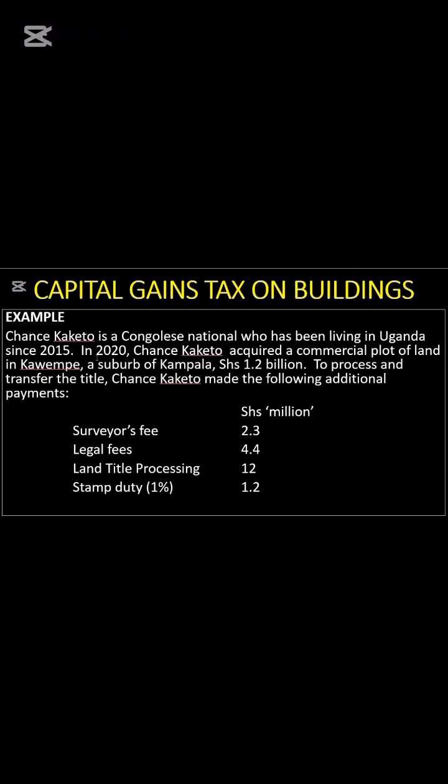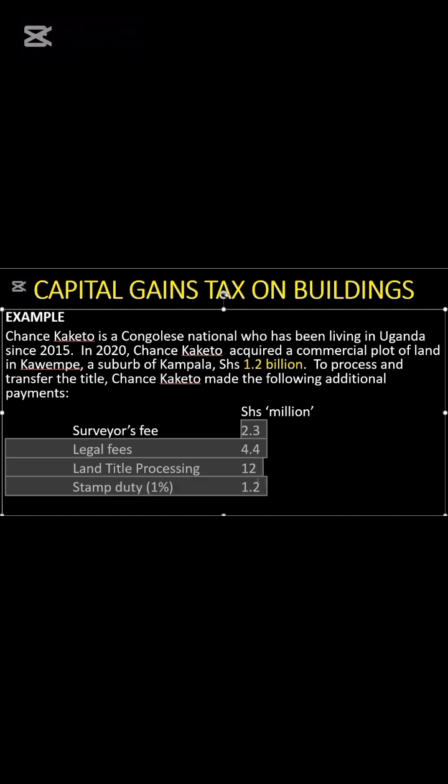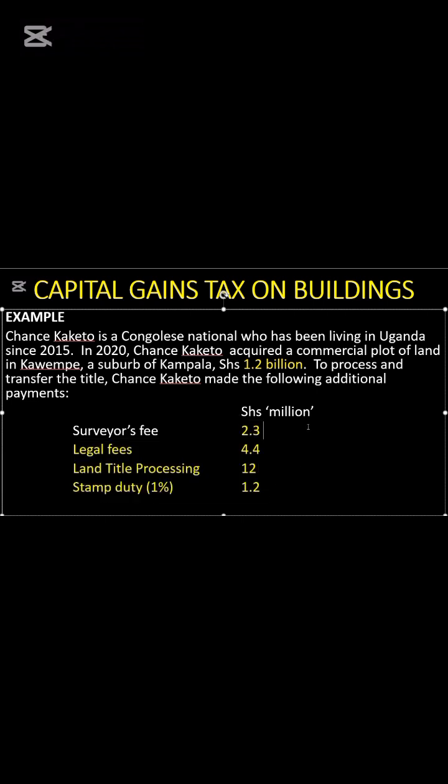Now they are telling us that Kaketo bought land at 1.2 billion. Let us highlight this here such that we can get it right. But to process the transfer of the title, he incurred more costs highlighted here: surveyor's fee, legal fees, land processing fee, stamp duty. So now the question is, how can you get the cost of land itself?